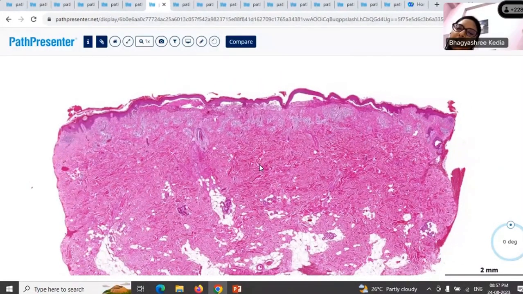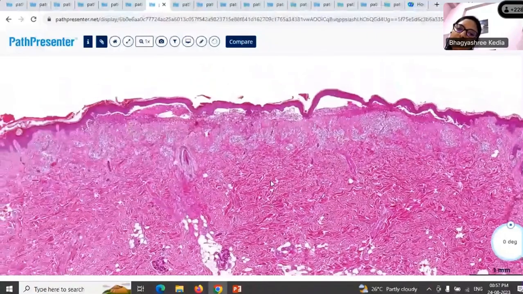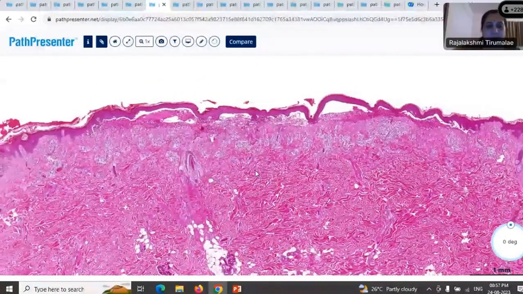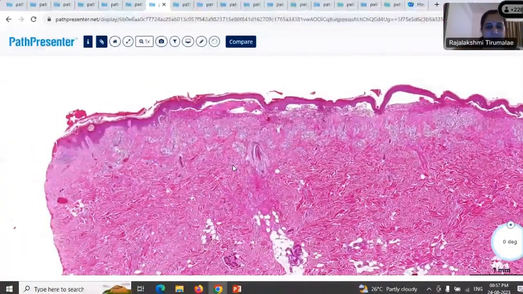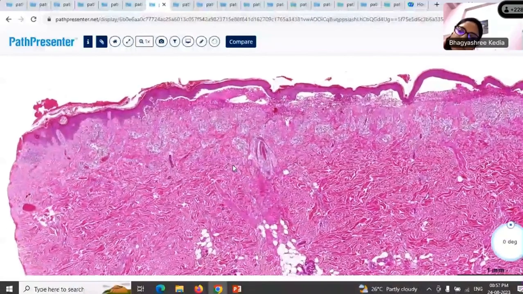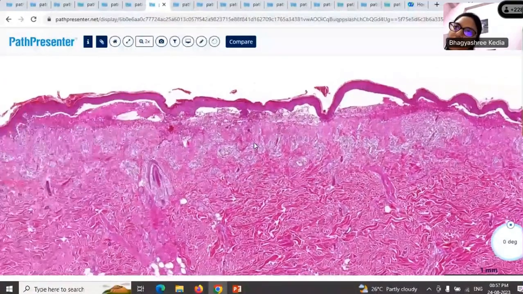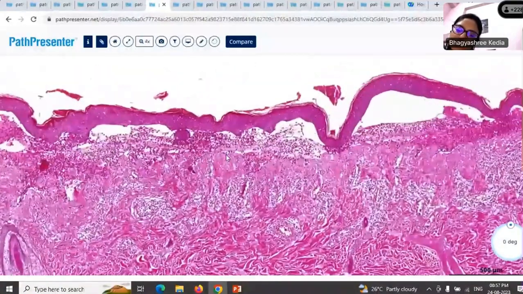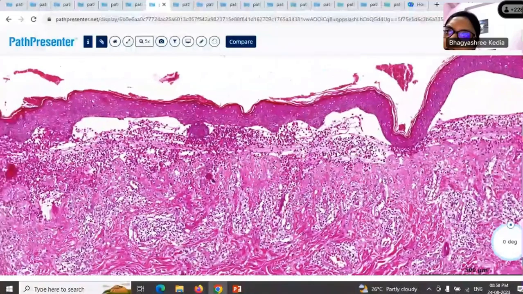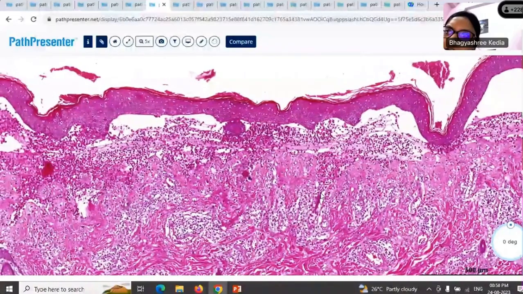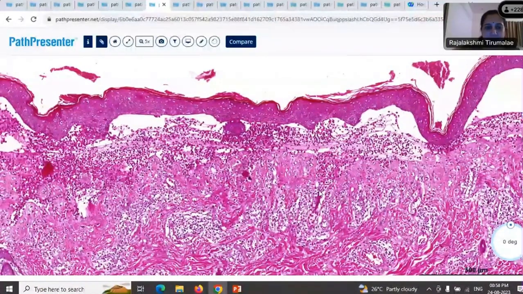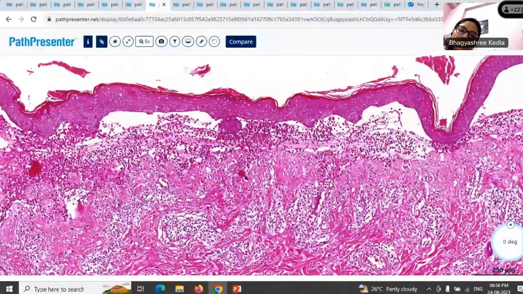Section shows a subepidermal blister above the basement membrane. What is the dermal pattern? Ma'am, dermis shows mixed inflammatory cell infiltrate in the superficial dermis. Okay, fine. And then there is interface. Yes, ma'am. Like you said, subepidermal blister. Go ahead. Yes, ma'am. So there is a subepidermal blister.